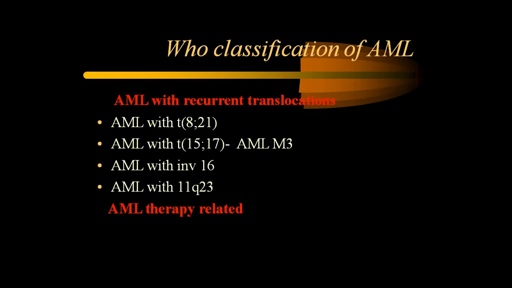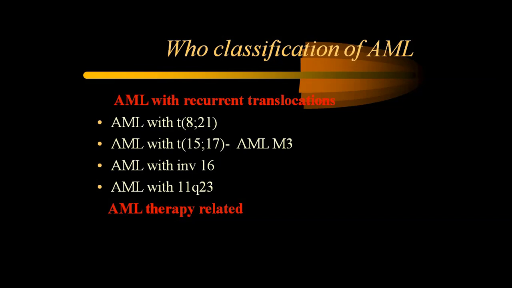Coming to the WHO classification of AML, AML is classified into AML with recurrent chromosomal translocations, which include AML with t(8;21) translocation, AML with translocation between the 15th and 17th chromosome. Earlier this was called AML M3 type, but now it is shifted to this particular place. AML with inversion 16 and AML with 11q23 translocation.